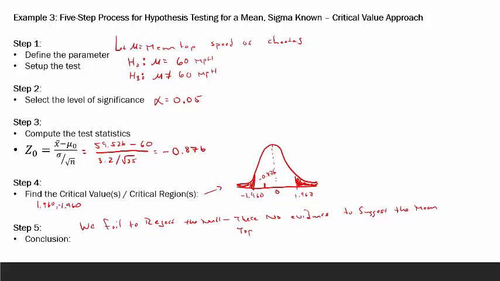So the mean top speed does not differ from 60 miles per hour.